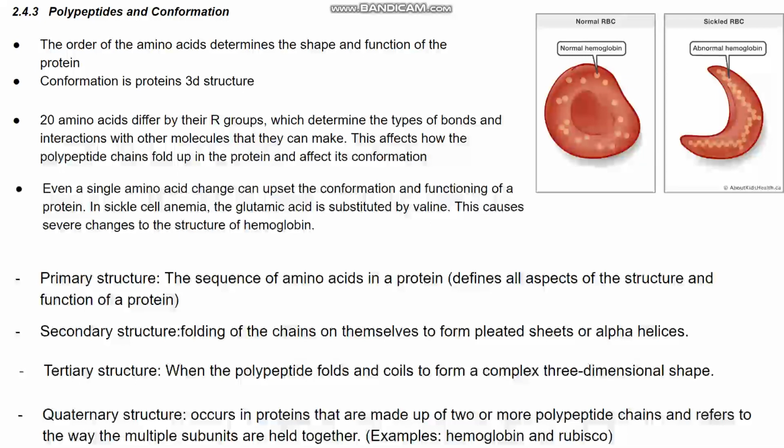Tertiary structure is when the polypeptide folds and coils up to form a complex three-dimensional shape. Quaternary structure occurs in proteins that are made up of two or more polypeptide chains and refers to the way the multiple subunits are held together. Examples are hemoglobin and rubisco.